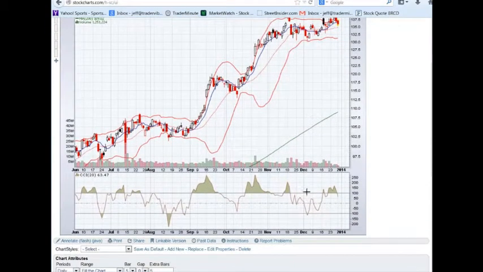Oftentimes, I will use the CCI more on an hourly basis or even on a 15-minute basis. But keep in mind that gaps will throw this indicator out of the water. When a stock gaps heavily, generally you need to wait about 20 periods. So on a daily chart, if it gaps up and signals oversold on the CCI, generally you want to wait 20 candles before you start using your CCI again. The same goes for the hourly or 15-minute. You get a big gap, you need to let it reset and get the gap out of that calculation.